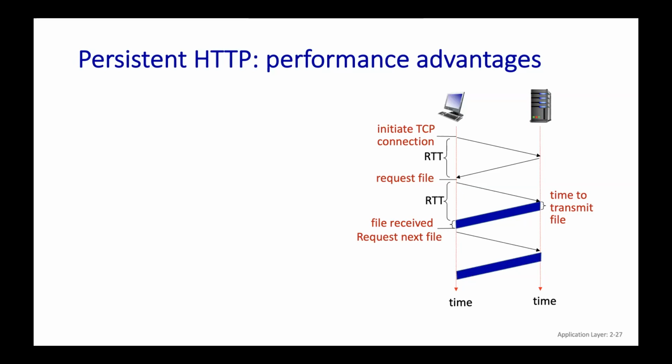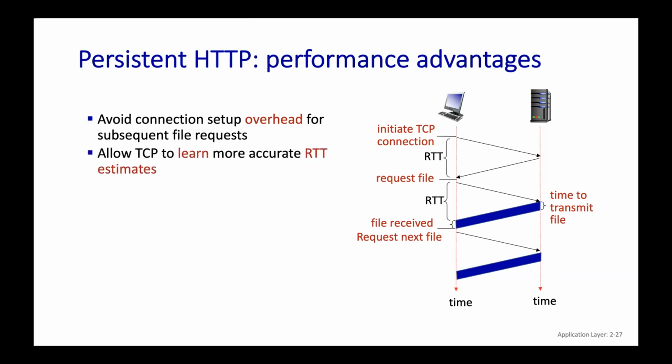Okay? The overhead is 1 RTT. 1 RTT is the extra overhead. So this will avoid the connection setup overhead for subsequent file requests. So this also allows TCP to learn more accurate RTT estimates.